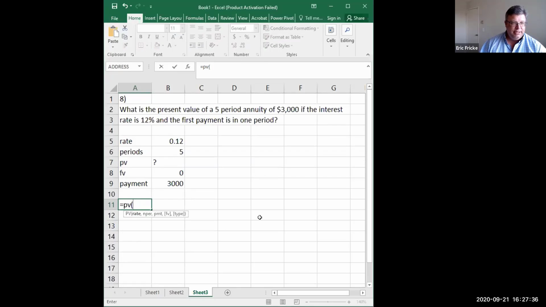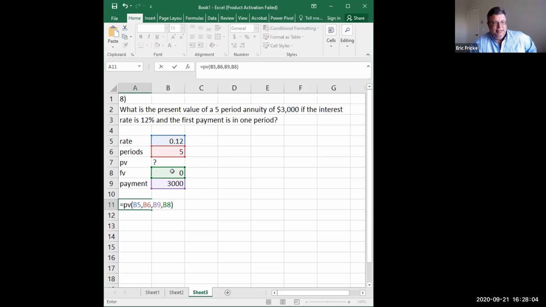Okay, so the first thing is we have to put in the rate, and so that's 0.12, then a comma, and we put in the number of periods. That's that one, then a comma, and then we put in the payments that we make, and then another comma, and then we put in the future value. Okay? And so that should be our answer. If we hit enter, we should get the right solution then.